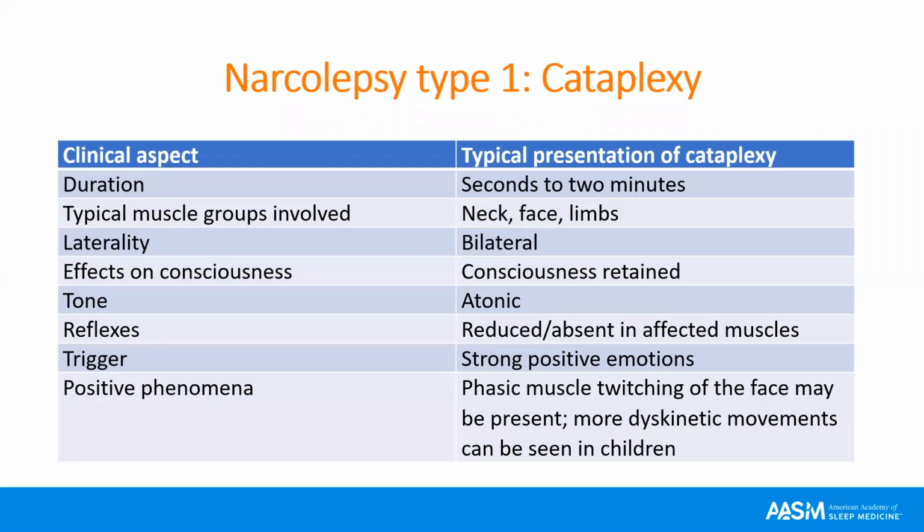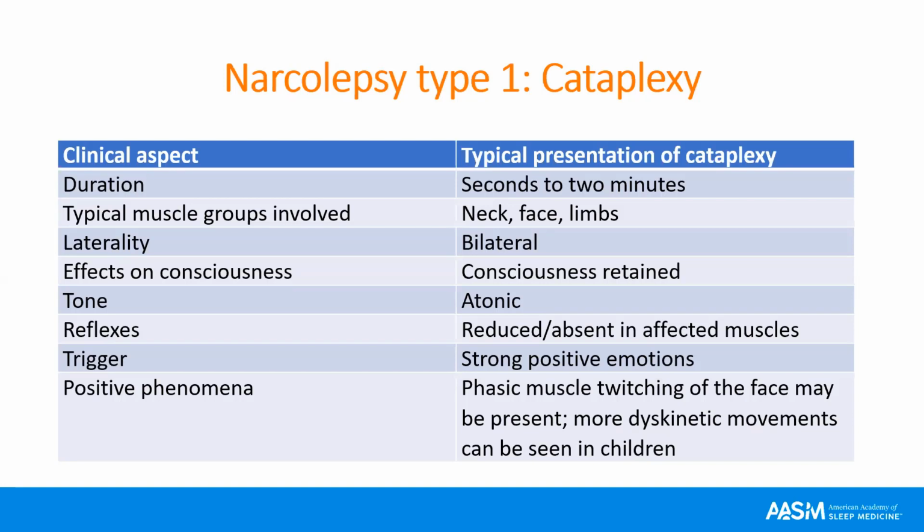Early studies suggested that strong emotions were common for triggering cataplexy, the most common being laughter, hearing or telling a joke, and the second most common being anger. I would say more recent studies have suggested that really it's more common to have cataplexy with strong positive emotions than with strong negative emotions.